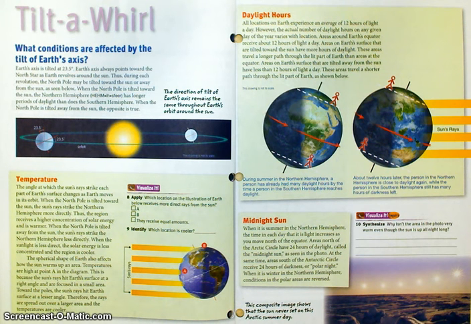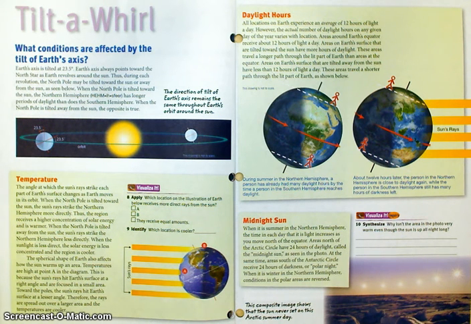So I'm now on page 229. All locations on Earth experience an average of 12 hours of light a day. However, the actual number of daylight hours on any given day of the year varies with location. Areas around the Earth's equator receive about 12 hours of light every day. Areas on Earth's surface that are tilted toward the sun have more hours of daylight. These areas travel a longer path through the lit part of the Earth than areas at the equator. Areas on the Earth's surface that are tilted away from the sun have less than 12 hours of light a day, and these travel a shorter path through the lit part of the Earth, as shown below.